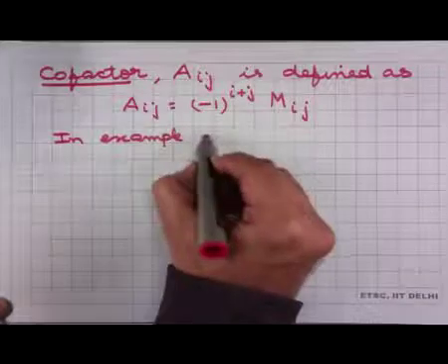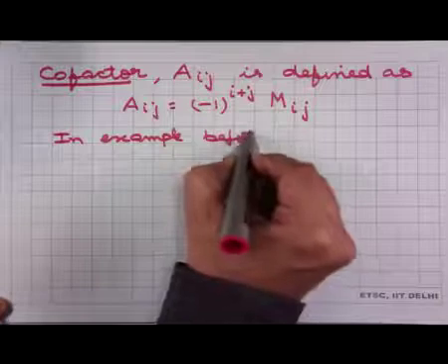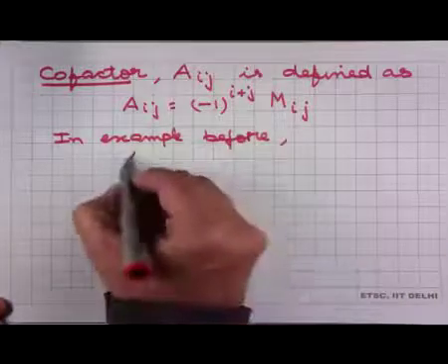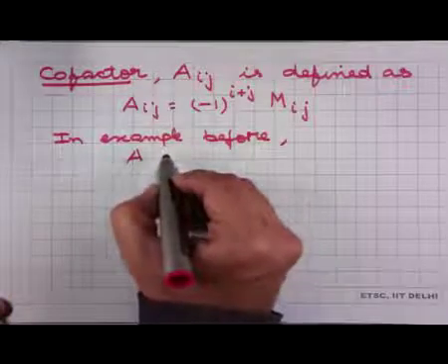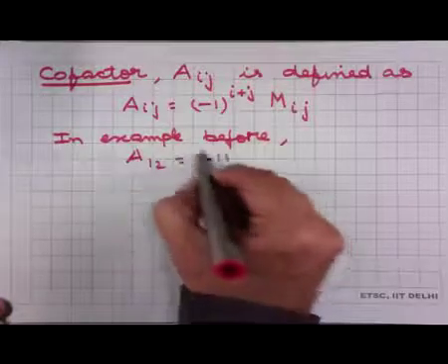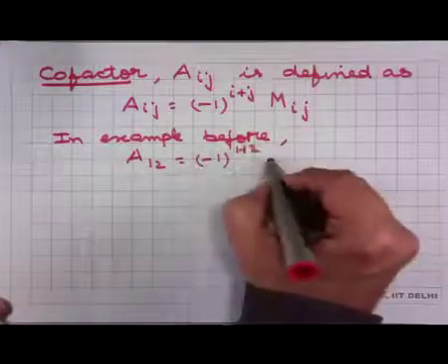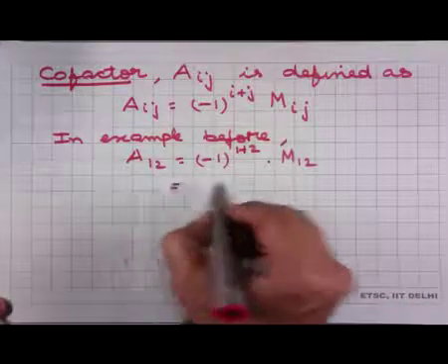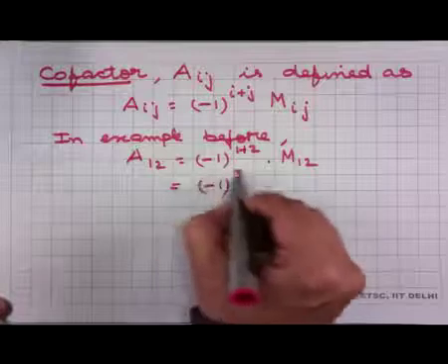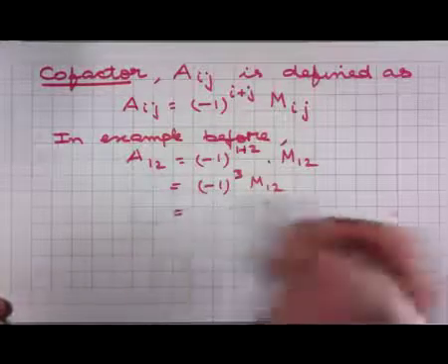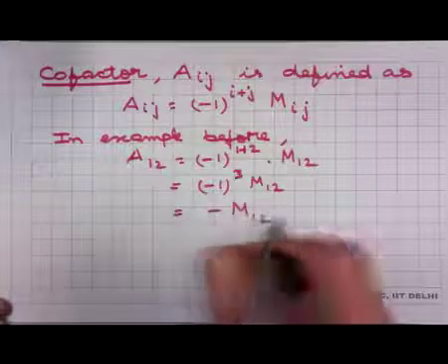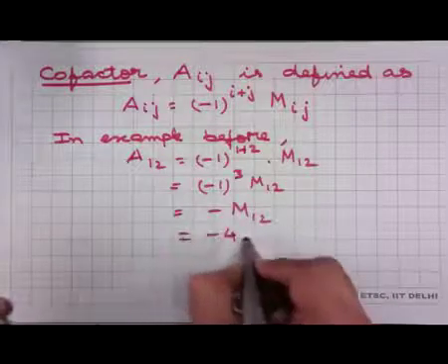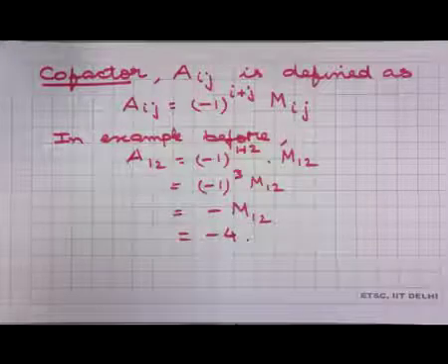So in the previous example, what would be the cofactor? A12 is going to be minus 1 power 1 plus 2 into M12, which is minus 1 cube M12, and minus 1 cube is minus 1. So this is minus M12, and since M12 was 4, this is minus 4. So this is an example of a cofactor calculation, and we will do some more examples of this.